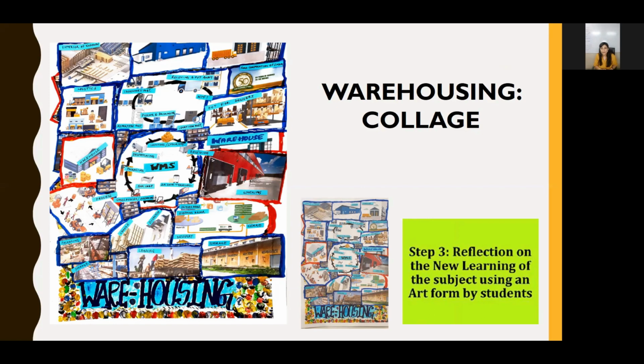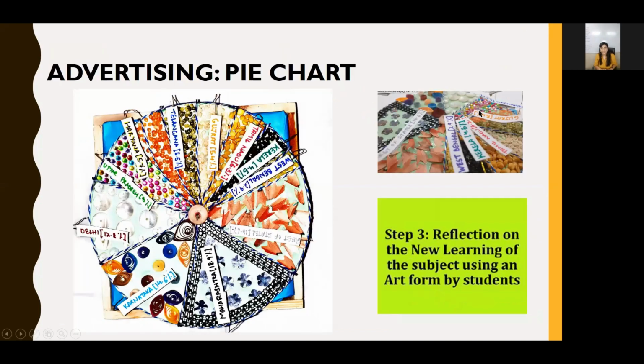Okay, warehousing. After warehousing, next is advertising. This is a pie chart out here. You can see we've used buttons, beads, pencil shavings, multicolor pulses, dal and whatnot. We've used so many things, decorative items also. That's how paper quilling, which has been mentioned by CBSE in bold, is used, and then we've put markings on it.